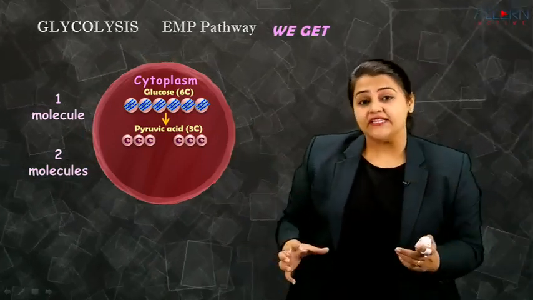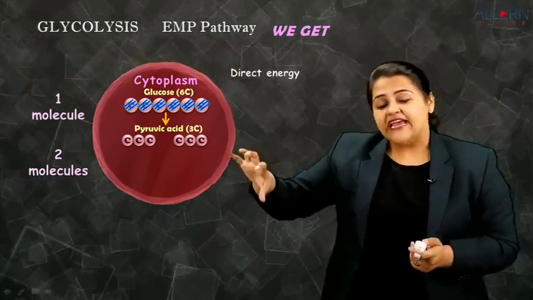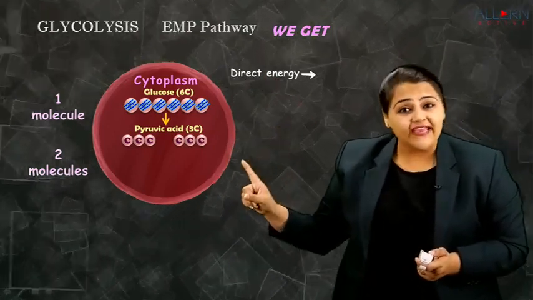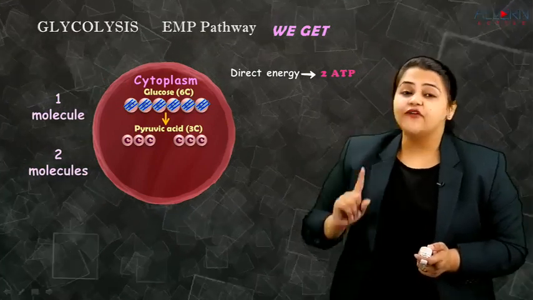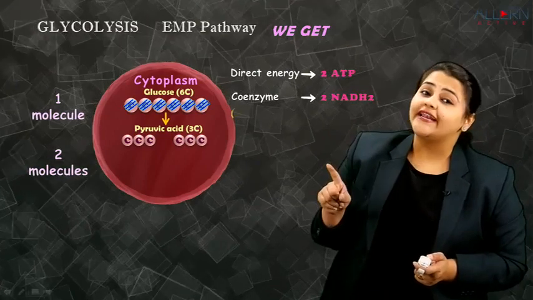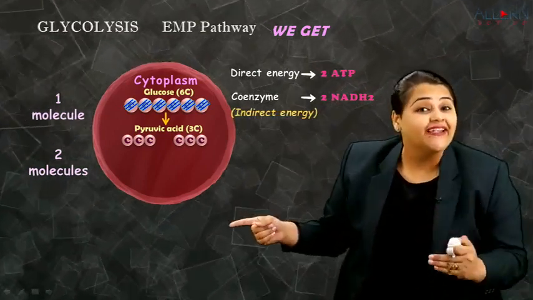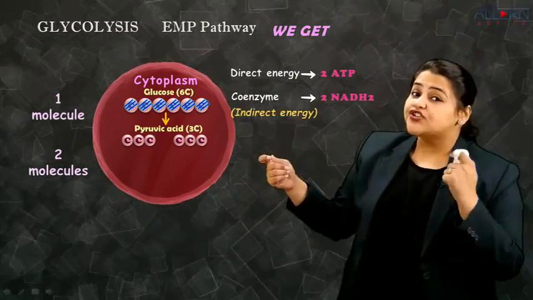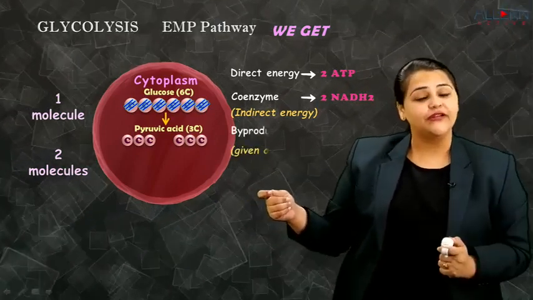So let's create a balance sheet. What are we getting? In this entire thing, we are getting direct energy in the form of 2 ATP molecules, and coenzymes, that is NADH2, which is nothing but the indirect form of energy, nicotinamide adenine dinucleotide.